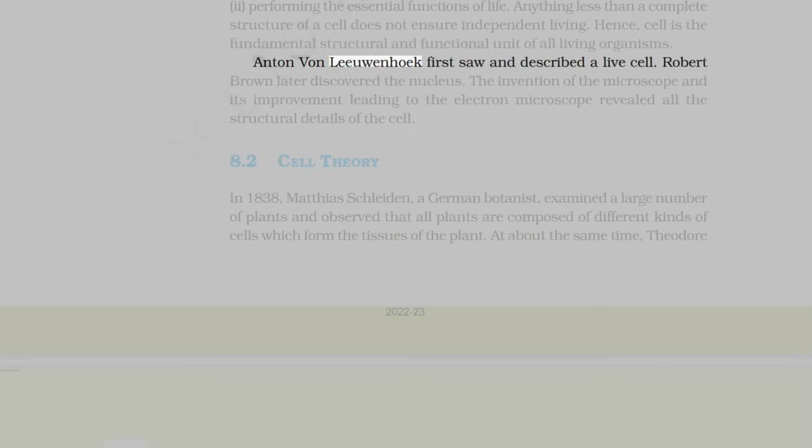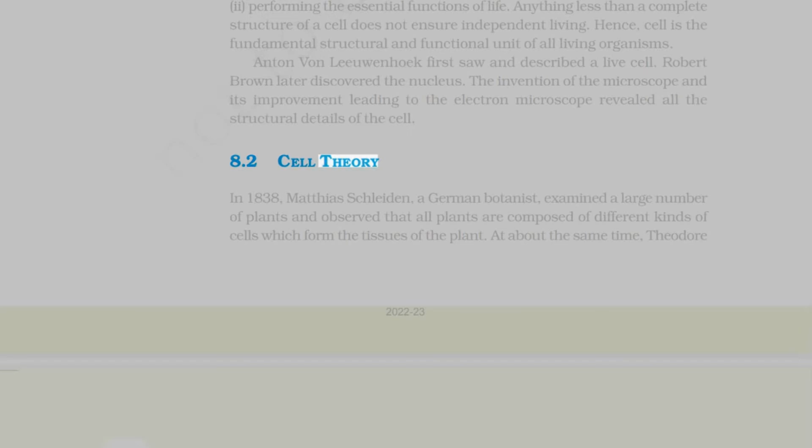Anton von Leeuwenhoek first saw and described a live cell. Robert Brown later discovered the nucleus. The invention of the microscope and its improvement leading to the electron microscope revealed all the structural details of the cell.